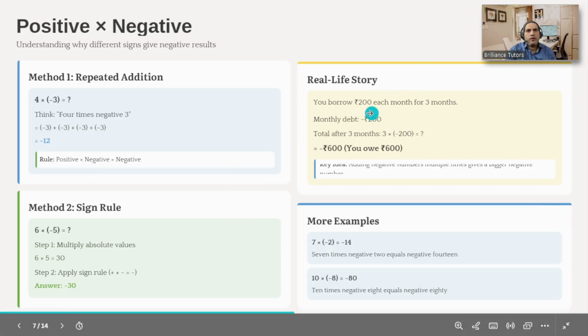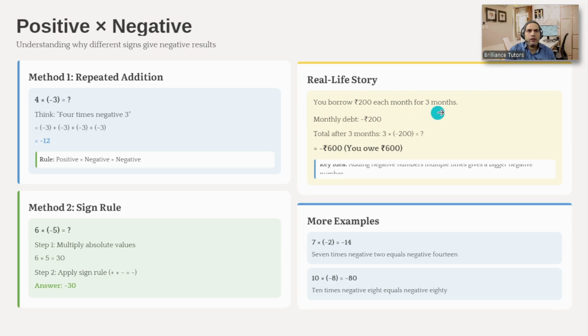Real life story. You borrow 200 each month for 3 months. So the monthly debt is minus 200, and the total after 3 months is 3 into minus 200. So it's minus 600. Just the minus sign.